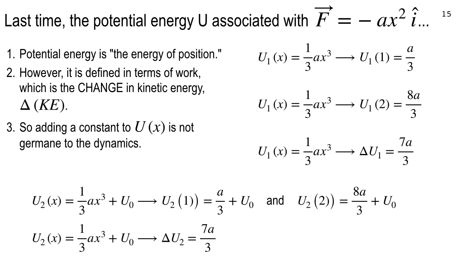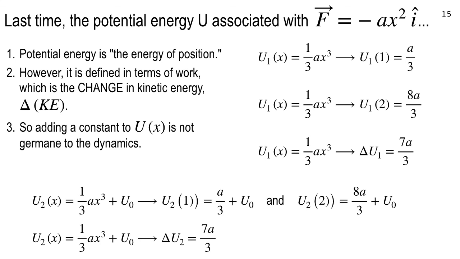If you do that, you can calculate delta U. Here's U1 of x. At 1 meter out, it's equal to a over 3, and U1 at 2 meters out is 8a over 3. This is symbolic, keeping the constant a unspecified. We did this in class the other day and found the delta was 7a over 3, and a was equal to 3, so this was equal to 7 joules of energy.